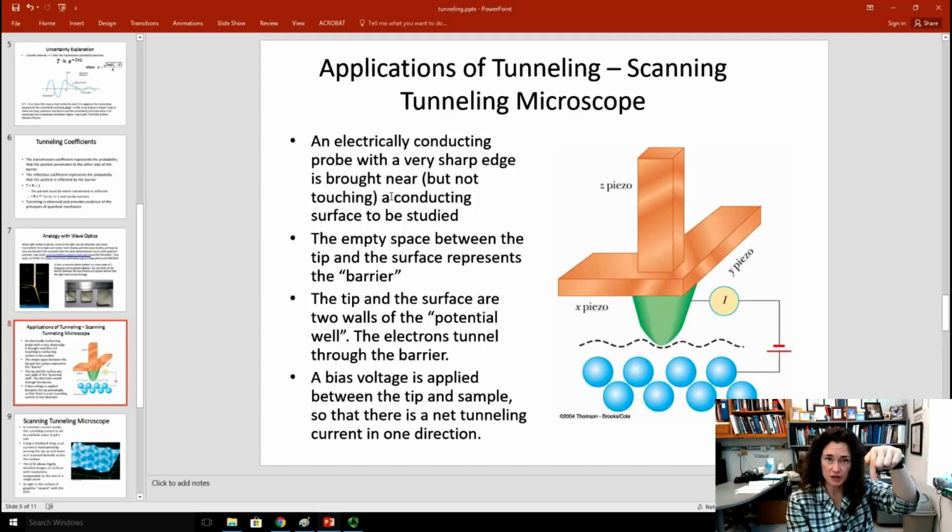Now, if you just brought the tip close to but not touching the surface and then left it alone, electrons would tunnel in both directions. But what you have to do is apply a bias voltage between the tip and the sample, and then that way there'll be a net tunneling current in one direction.